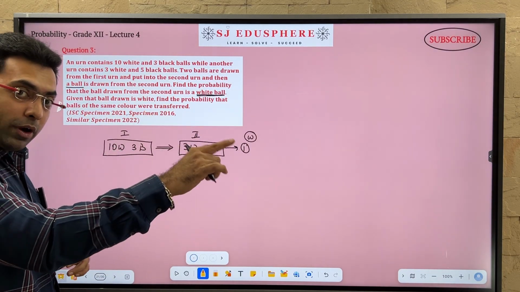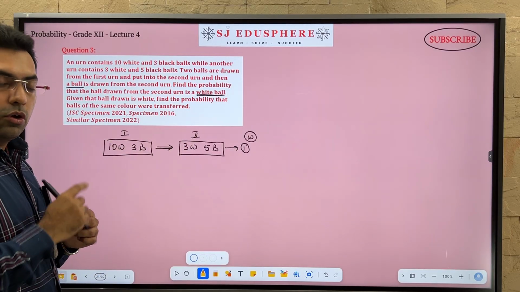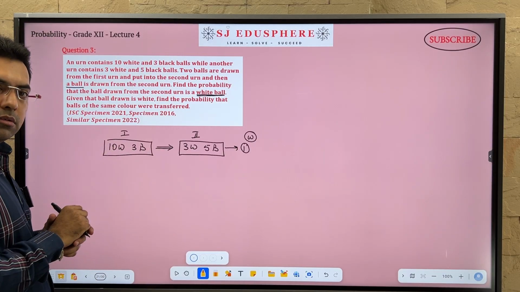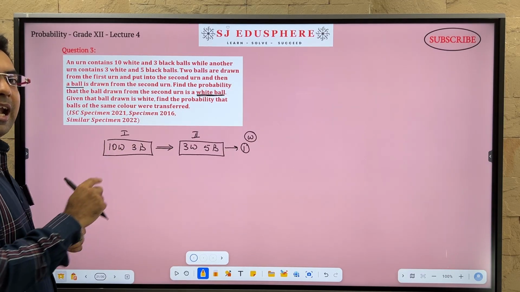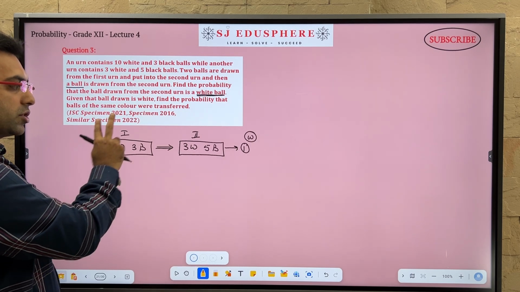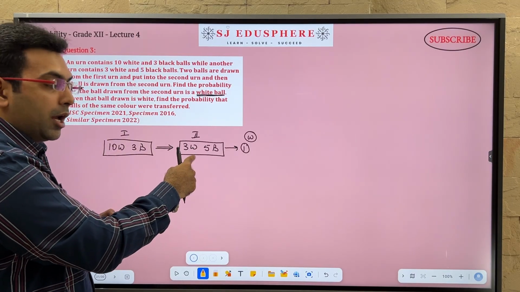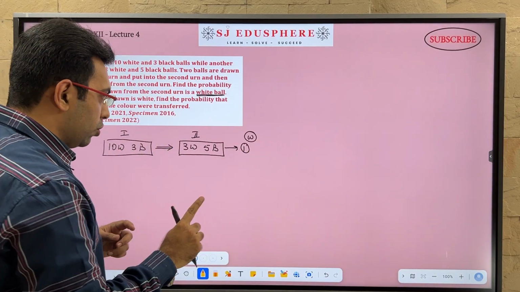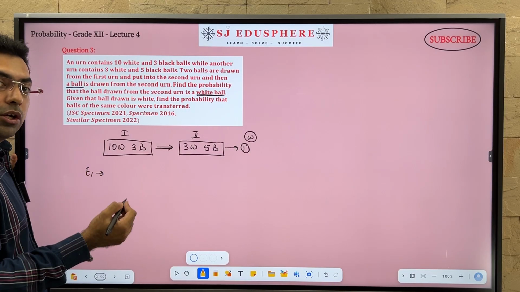Pause. Before getting a white ball, what do you do? You transfer 2 balls. What can the 2 balls be? The 2 balls can be both white or both black or one white and one black. So understand this part very carefully. You will first transfer two balls. That will change the count of the second bag. Based on the change, you have to get one white ball. So step number one is you transfer two balls. So what can the two balls be?